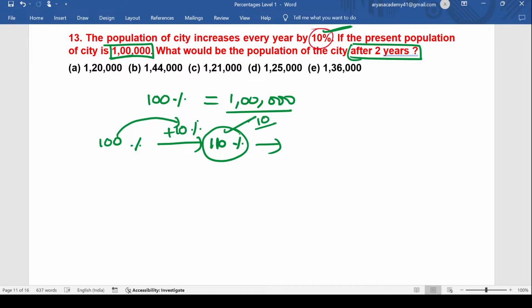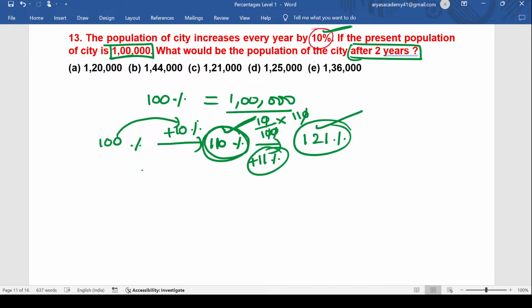But during the second year, I cannot directly add 10, because here the base value is how much? 110. So I have to find out the increase of 10% on 110 is how much? 0, 0, 0, 0 cancel. So you should not add 10. Instead, you have to add how much? 11. So it becomes how much? 121%. So after 2 years, the population will be 121% in terms of percentage.